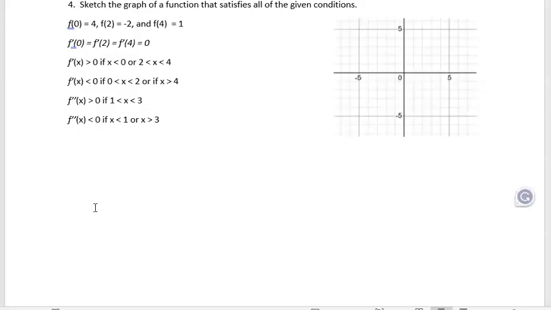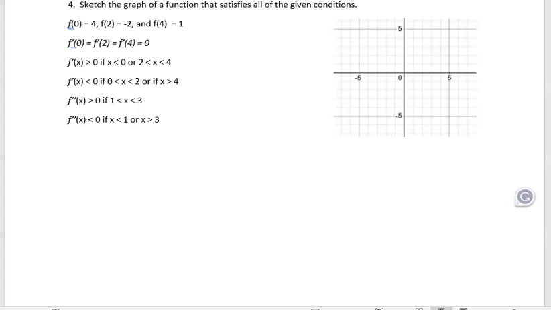Sketch the graph of a function that satisfies all of the given conditions. So this one's a little bit tricky because it does not give you an equation. Instead, it gives you a bunch of conditions, and from these conditions, you need to try to draw the graph. So let's see if we can dissect these conditions to figure out what they're trying to tell us.